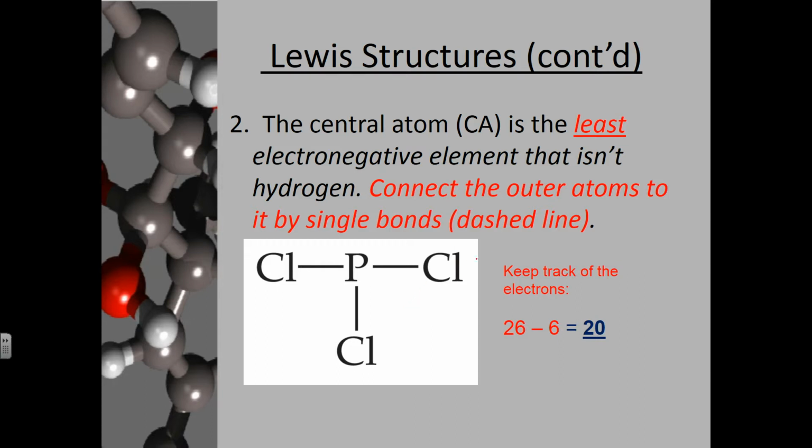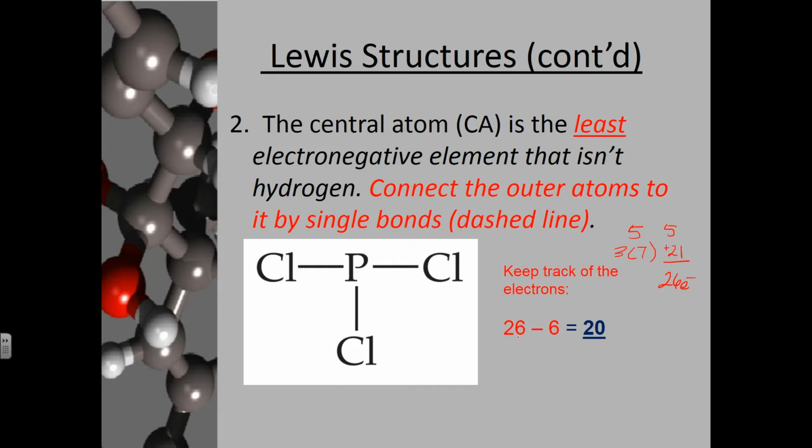Always start with single bonds, and those are the dashed lines that you see here, making sure to keep track of your electrons. So when you initially add up your valence electrons with PCl3, we see that phosphorus has 5 valence electrons, and there are 3 chlorines, and they have 7 valence electrons apiece. So that's going to give you 5 plus 21, which gave us a total of 26 electrons. So when you first connect your chlorines to the phosphorus with your dashes, you have used 2, 4, 6 electrons, because every single dash bond represents a shared pair of electrons.